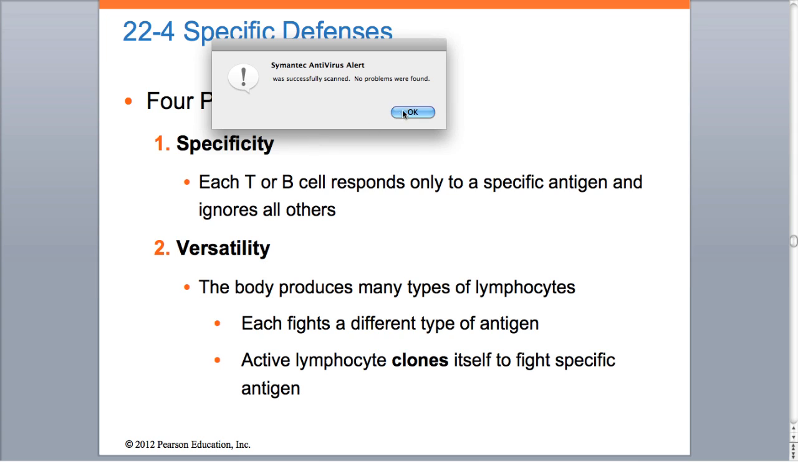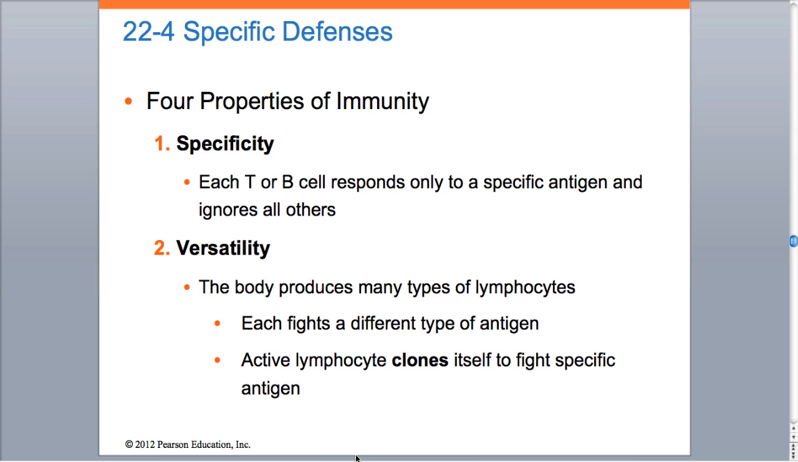Okay. Then we have versatility. Because these lymphocytes, B cells and T cells, are very broad, because remember, we're making so many different variations of them. B cells are very unique. They make specific plasma cells. Specific plasma cells make specific antibodies. Even the T cells, as we saw, came in various forms. So each fights a different type of antigen.